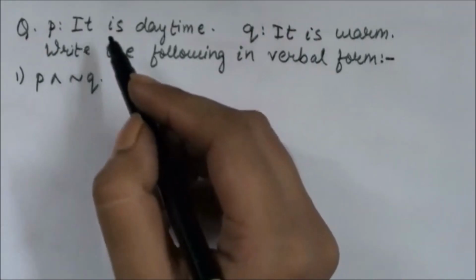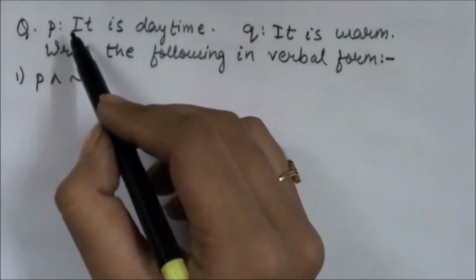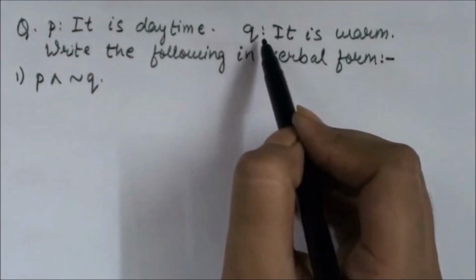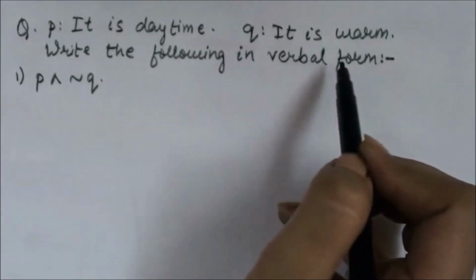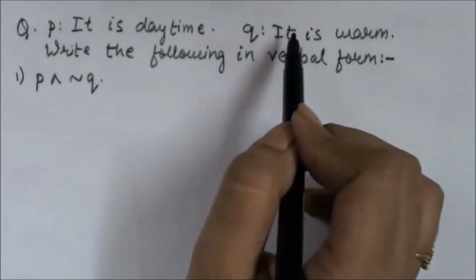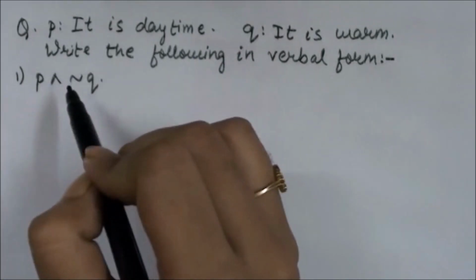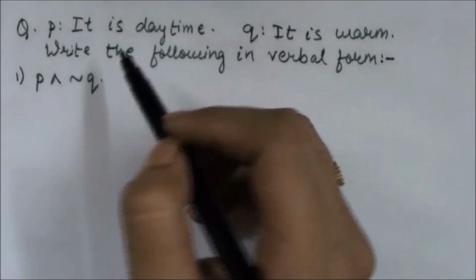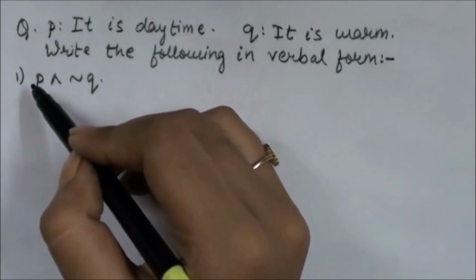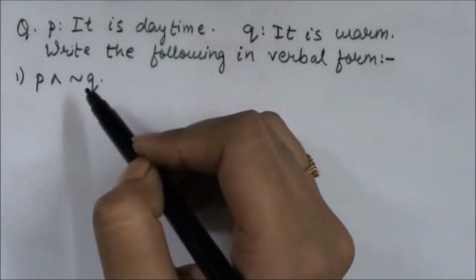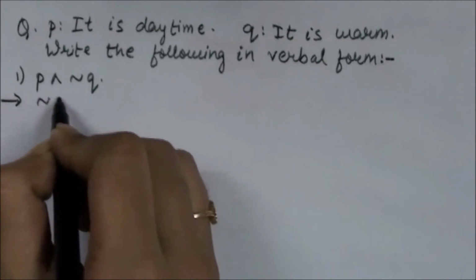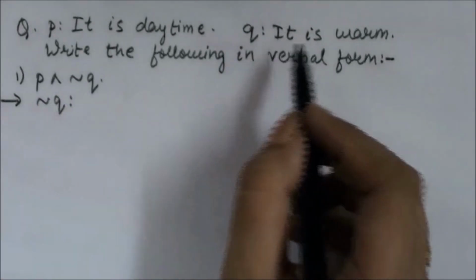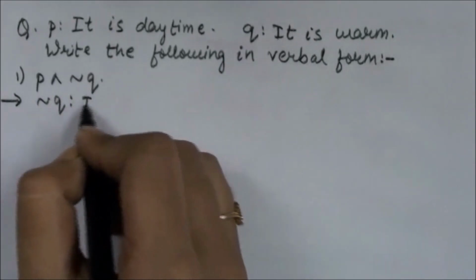Next question is statement P, which states that it is daytime. Statement Q, which states that it is warm. Write the following in verbal form. So using these two statements, we have to write the following questions in verbal form, that is in the form of a sentence. First question is P and negation Q. So first let us write the statement negation Q. Q is it is warm, so negation of Q will be it is not warm.